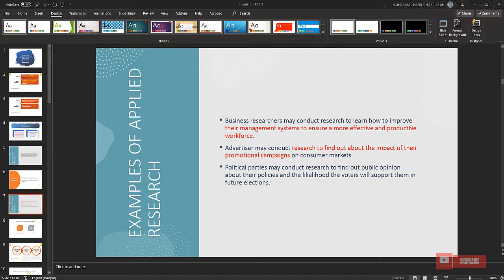its organizational structure. For example, applied research to improve an organizational hiring process, to improve workplace efficiency and organizational policies, and maybe to bridge the skill gaps in the workplace. Maybe I can bring up another example of applied research in education.